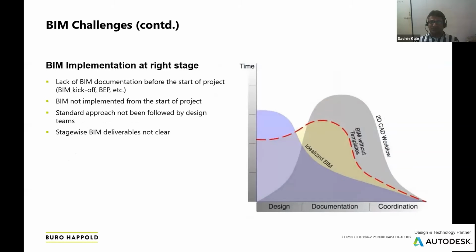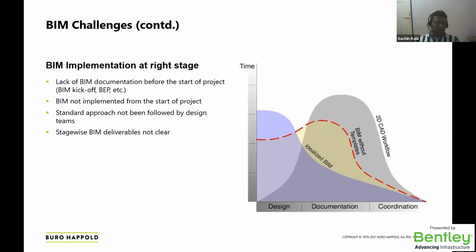Moving on, implementation of BIM at the right stage. People feel that it is a 3D tool, so it can be implemented as and when required. That is the misconception running around the industry. When BIM is implemented correctly at the initial stages of the project, it gives good ROI. Definitely not on a single project, but down the line, it gives you a good return on investment. If implemented at the start of the project, it can be a boon to any project team. And then there's again a lack of information, as I was saying earlier, for BIM documentation. BIM kickoffs don't happen. People start working in isolation using their own company standards.